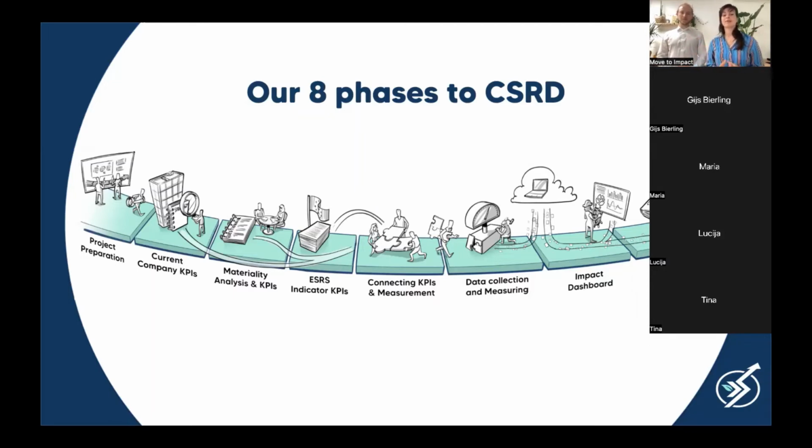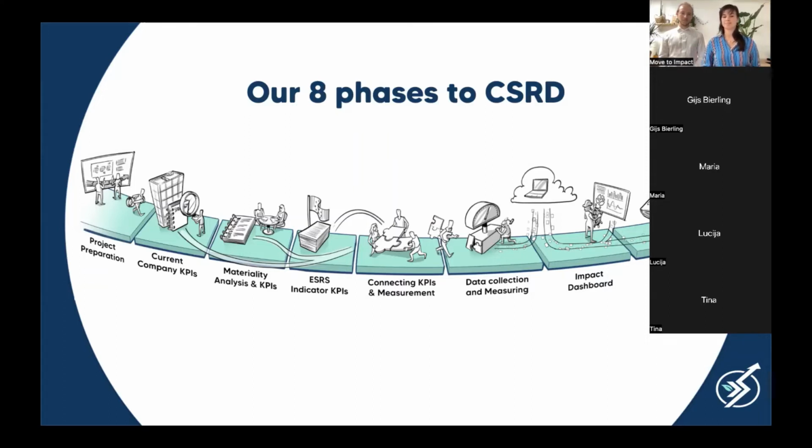So the first step is the project preparation. Then you go to the current company KPIs and go to the materiality, the double materiality analysis you can or have to basically undertake and analyze this and get your KPIs out of it. Then go to the ESRS indicators. I will just in a bit tell you a little bit more about these. But then also connect these KPIs and measure them. Then you obviously have to, with the data definitions and everything, measure these KPIs. And what we definitely include is to create your own impact dashboard, so that you can steer your companies on the KPIs which are most important to you. And then when you measured everything, took everyone along, created all the KPIs, then you're able basically to report for CSRD.